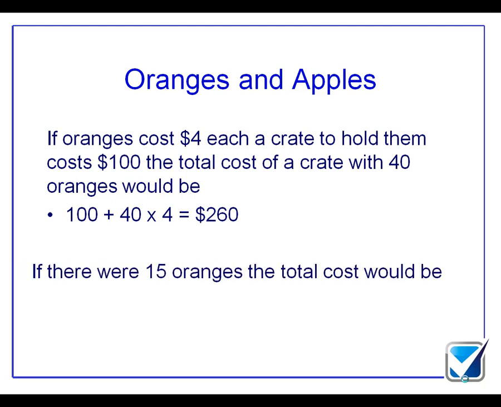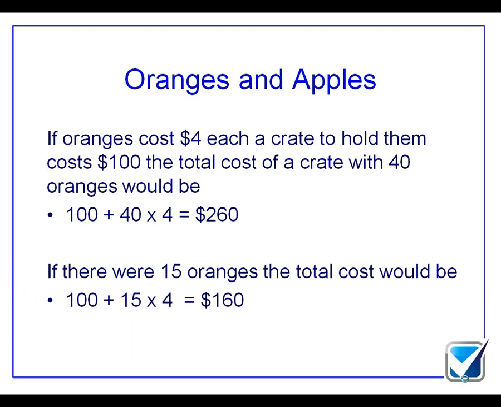If we now have a situation where you're going to sell a crate with 15 oranges, your fixed cost stays the same at $100. Your variable cost per unit is the same at $4, but the number of oranges has gone down. That now means my total cost associated with 15 oranges in a crate will now only be $160. So these bits of data will be collected from actual results in the past.